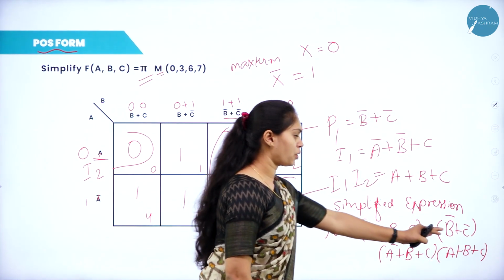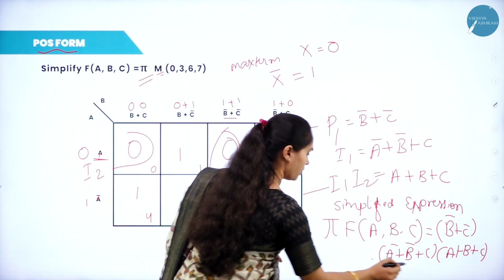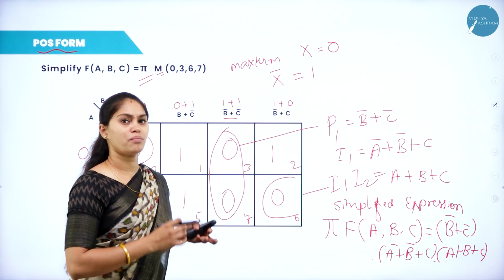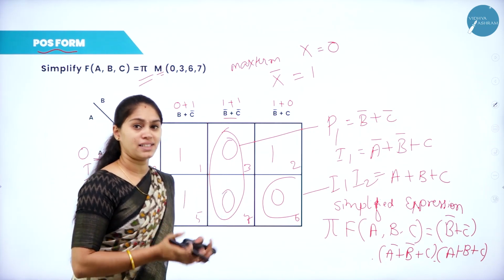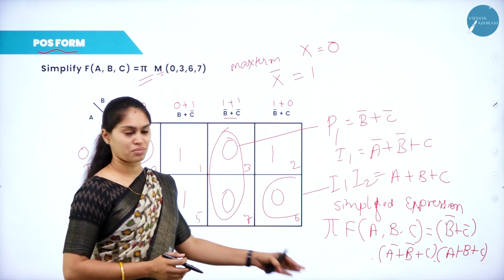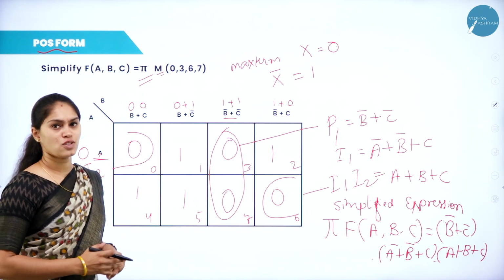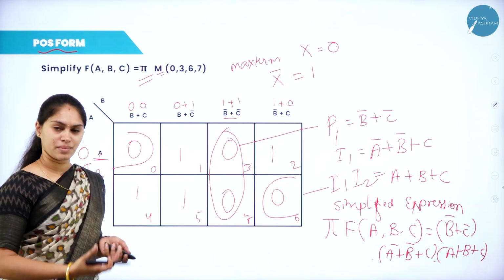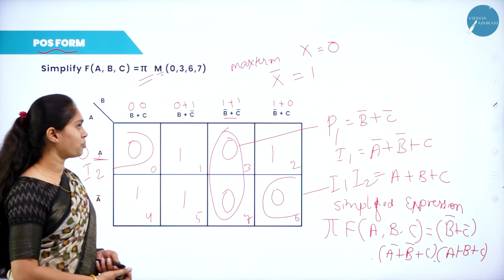This is what? Product of sum. In between you can see that we have a product, that is product of sum. We are performing addition and we are multiplying it, that is product of sum. This is how we are supposed to find the solution for this K-map when we are dealing with POS or the product of sum method. I hope you all understood.